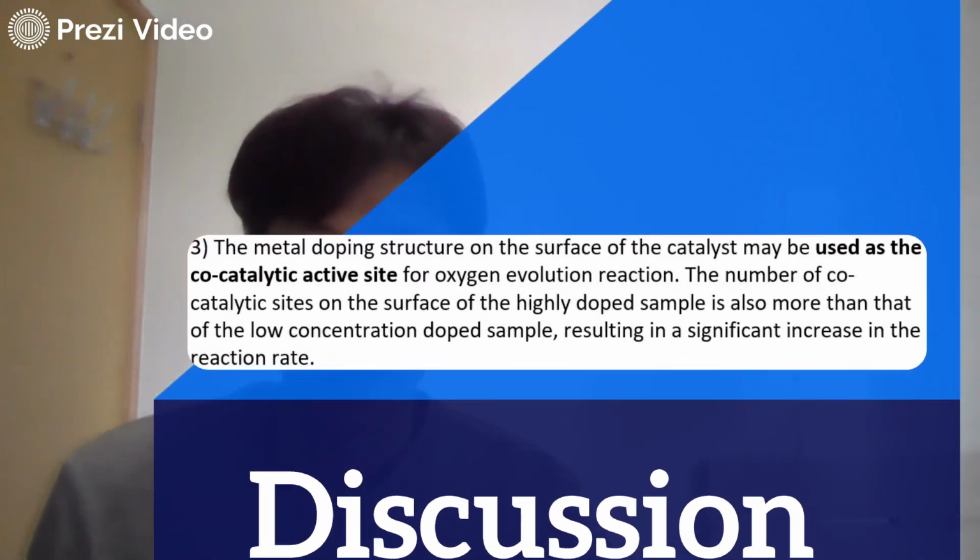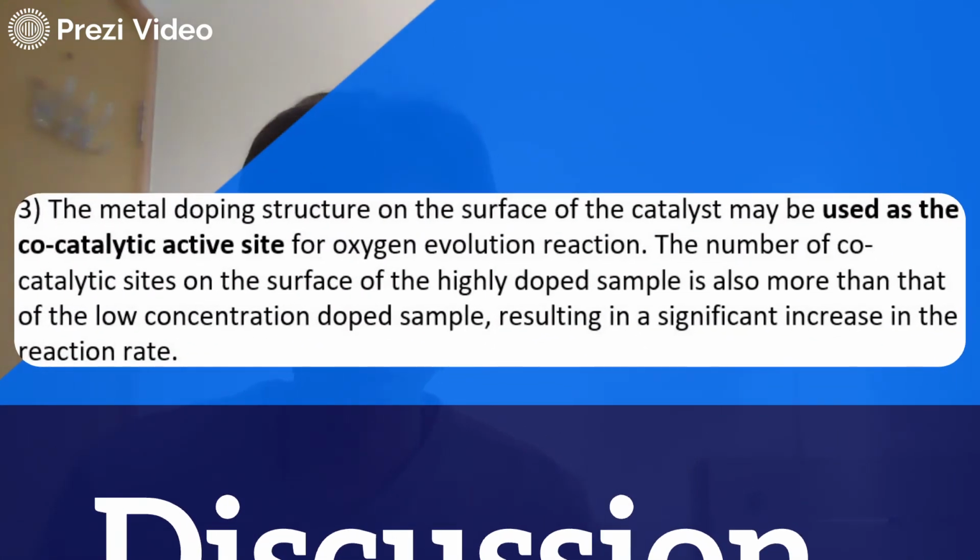And third, metal doping structures on the surface of the catalyst may be used as co-catalytic active sites for the oxygen evolution reaction. So the high concentration doping samples have more catalytic active sites.